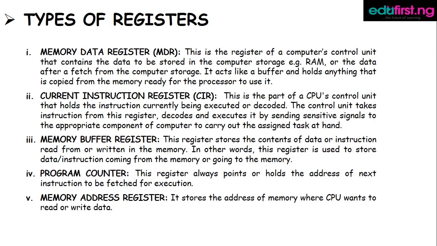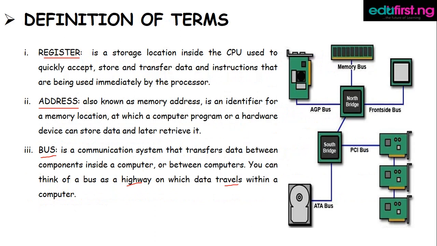So what this is saying is registers are a storage location, but they are located directly inside the CPU, unlike the main memory, the RAM, which is outside the CPU. So let us move on.